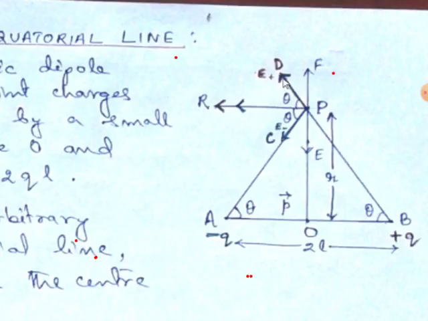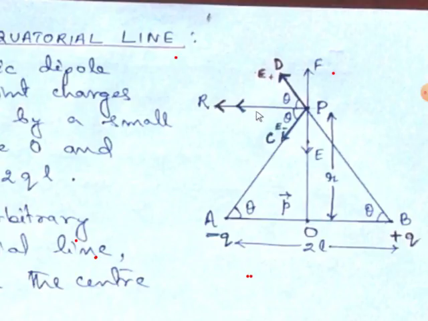When you resolve this E plus into two rectangular components, one along PR and another along PF, you can also resolve E minus vector along this PC into two rectangular components, one along PR and another along PE. So your component of E plus along PF and the component of E minus along PE will cancel each other, and what remains is this horizontal component of E minus and horizontal component of E plus.